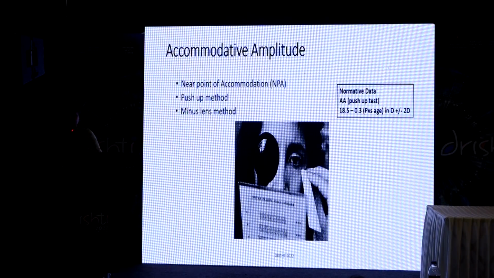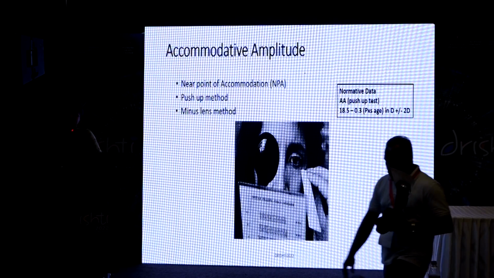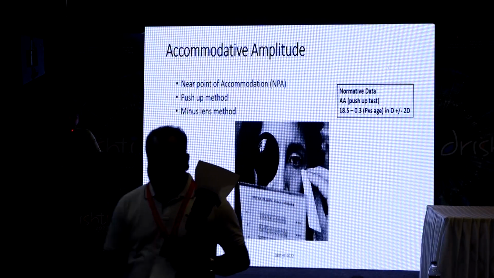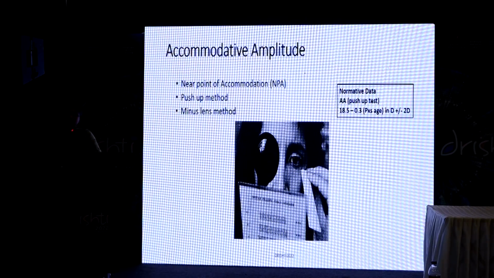the minus lens method. Of course, there are pros and cons to each of these methods, because with the push-up method, because of the proximity of bringing the target, relative magnification is a drawback. With the minus lens method, minification is a drawback. Somewhere we need to draw a line, and for the normative data, you have the formula that is given in the box over there. You just have to input the patient's age, and you would get the normative data for that particular age group.